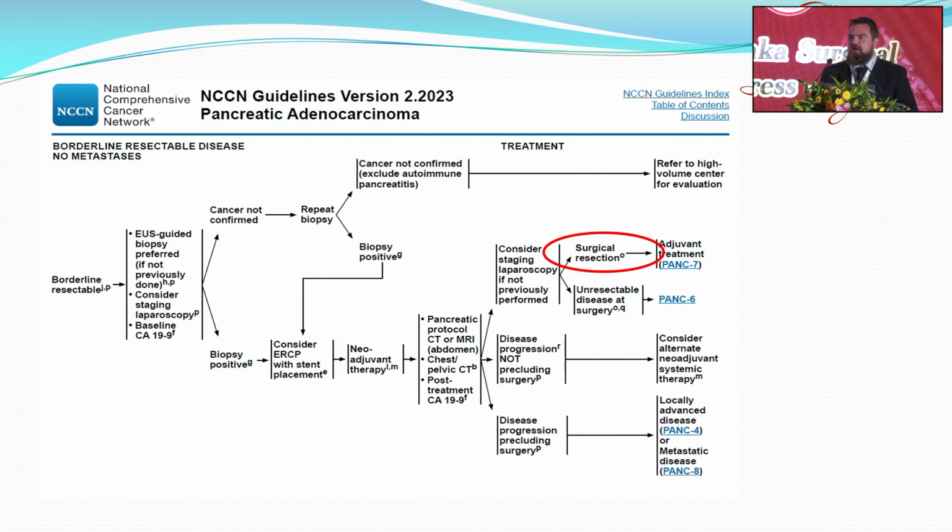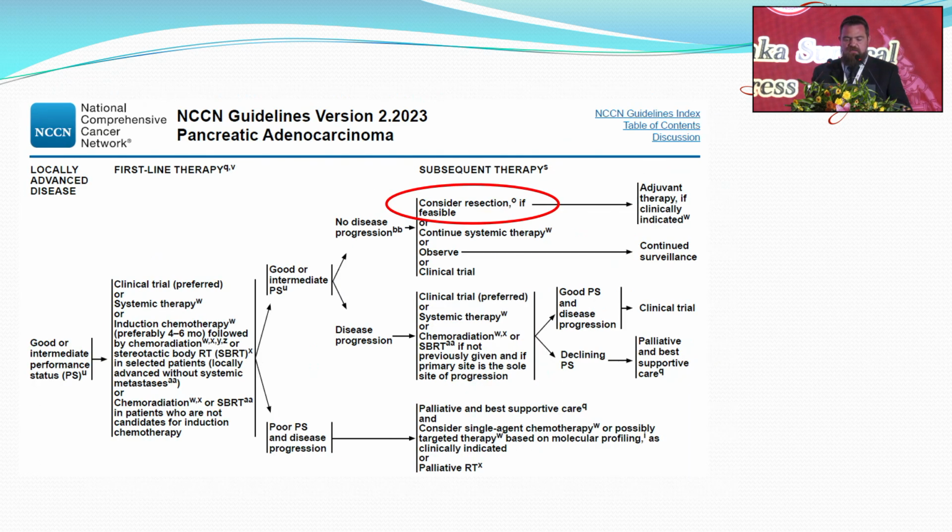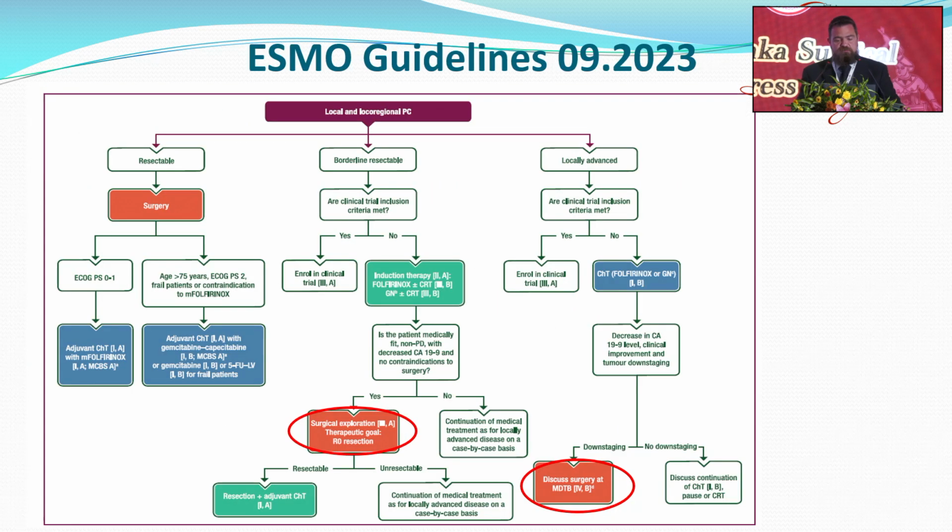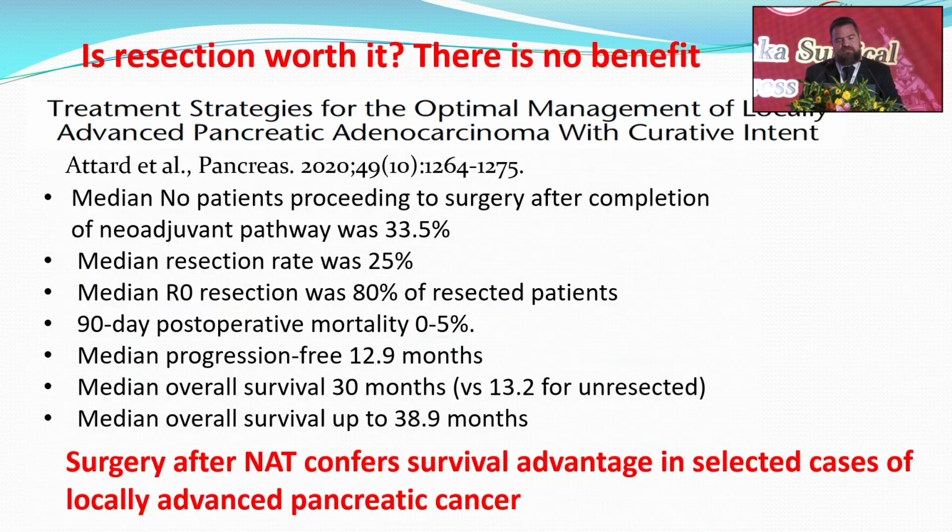Based on the guidelines, the patients go for neoadjuvant treatment, either chemotherapy or chemoradiation, and then for both stages, the resection is there in the pathway if technically possible. And these are the European ESMO guidelines that have been updated in September 2023, which show the same pathway for this disease.